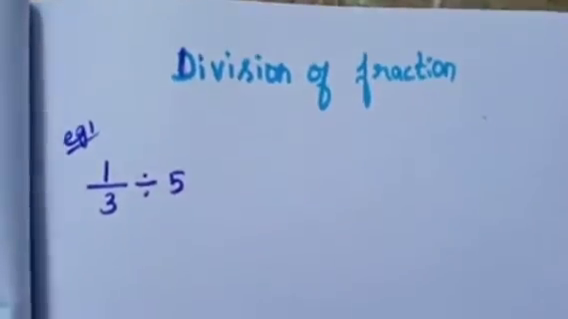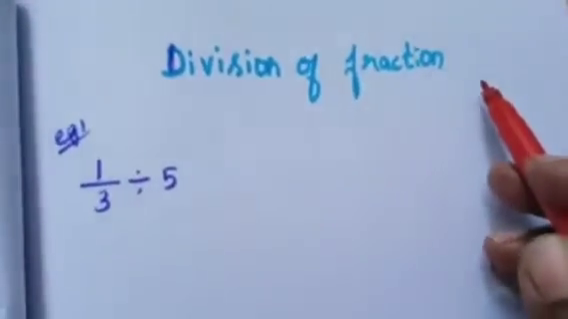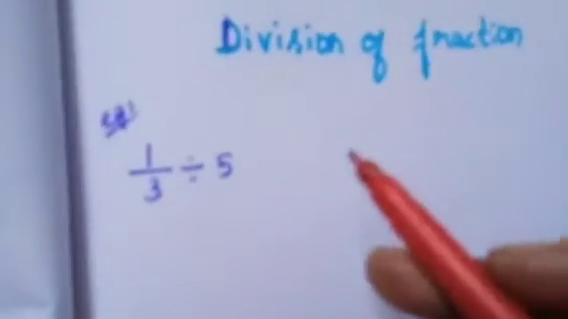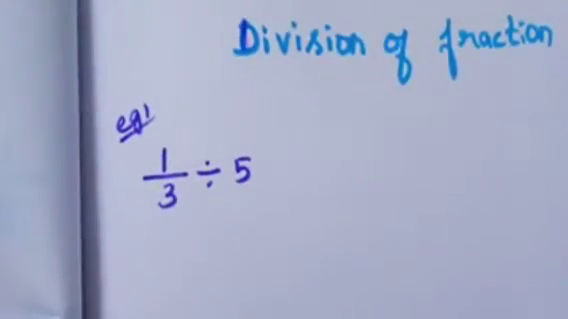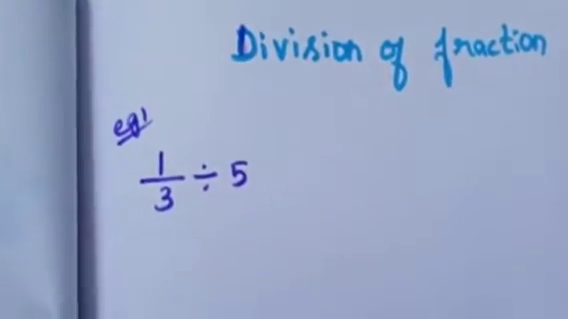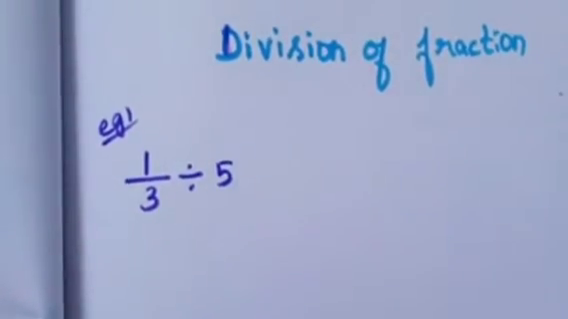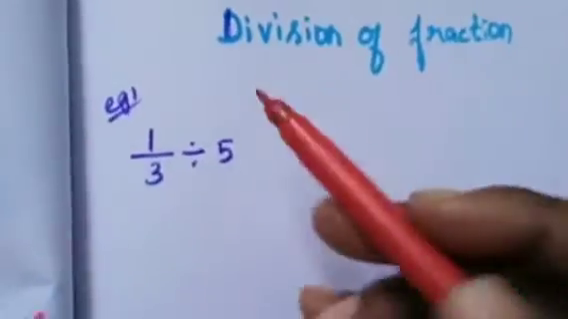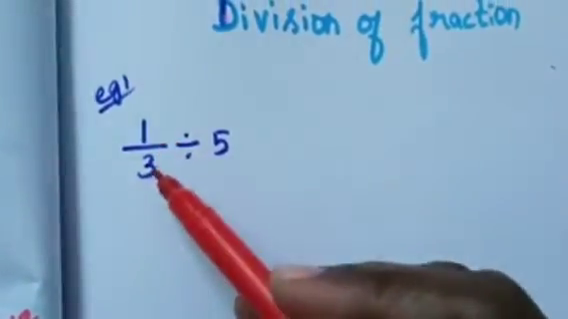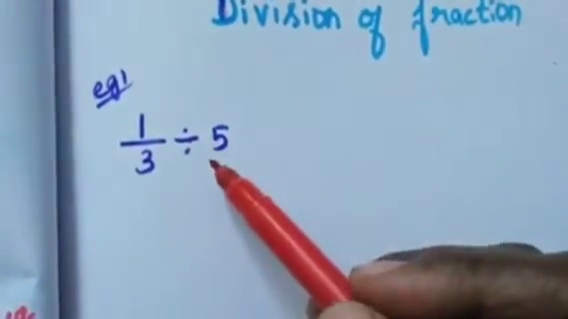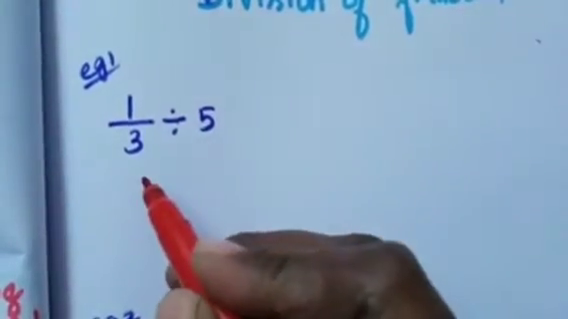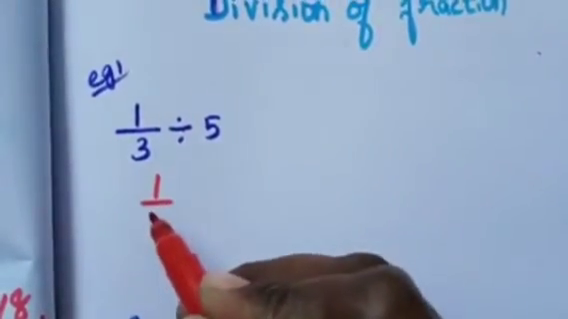We are going to see division of fractions. Division of fractions means it is like multiplication only, but we are going to write the reciprocal and then do multiplication. See, 1 by 3 divided by 5. How are we going to divide this? You write 1 by 3 as it is.